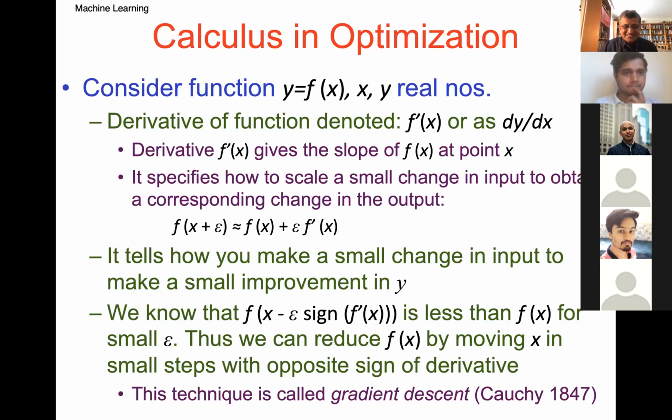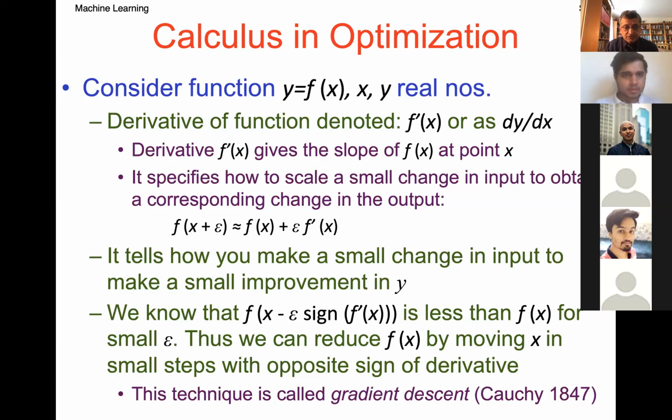Calculus. This is a little bit more explanation of why we're doing this, only if you are curious enough. Consider a function y equal to f of x, x and y real numbers. The derivative of the function is denoted f prime of x or as dy by dx. The derivative f prime of x gives the slope of f of x at point x. So it's reminding you of the calculus origins here. It specifies how to scale a small change in input to obtain a corresponding change in the output.